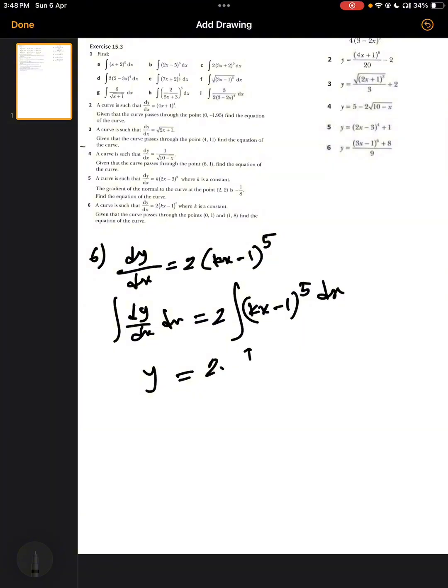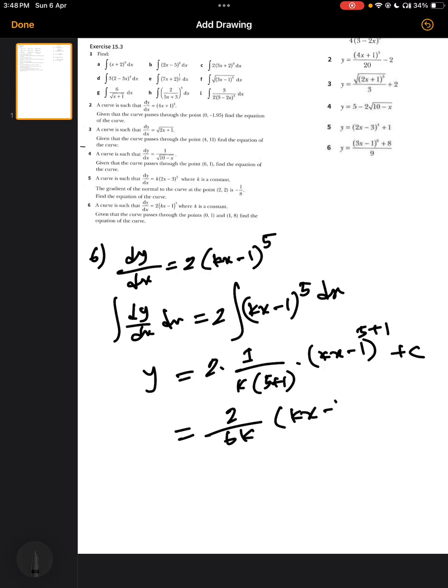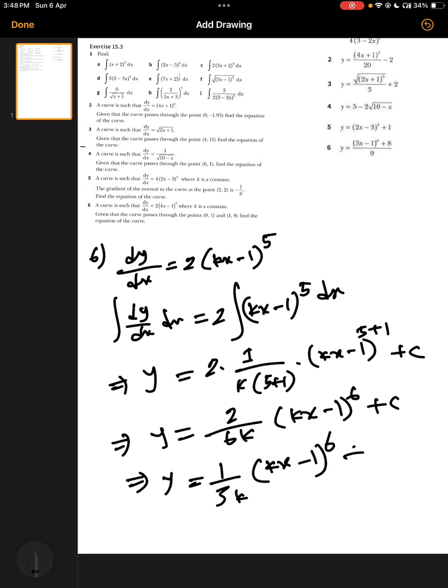Here is 2, 1 over a is k, n plus 1, which is 5 plus 1. Here is (kx minus 1) to the power 5 plus 1 plus c. So 2 over 6k, (kx minus 1) to the power 6 plus c, which is y. I can write it like this: 1 over 3k, (kx minus 1) to the power 6 plus c. Here, k and c are unknown, so we have to find out these two values using the two passing points.